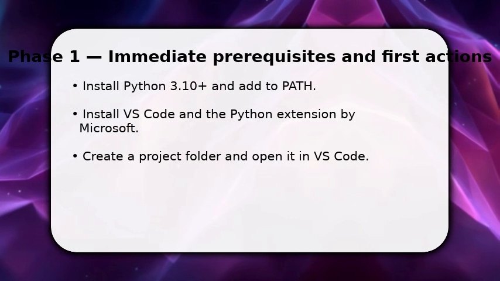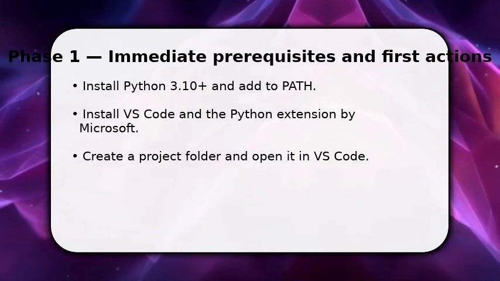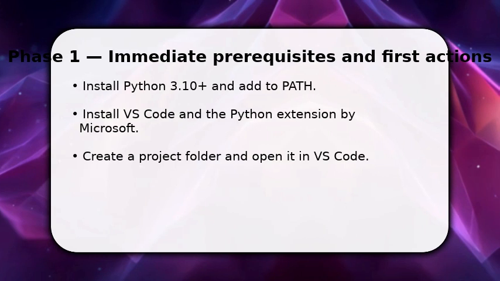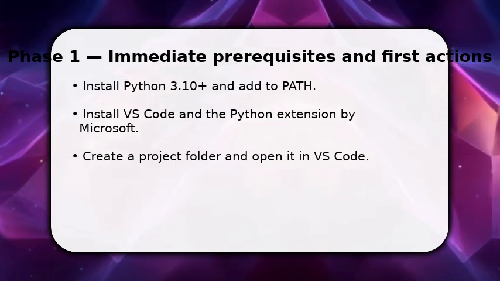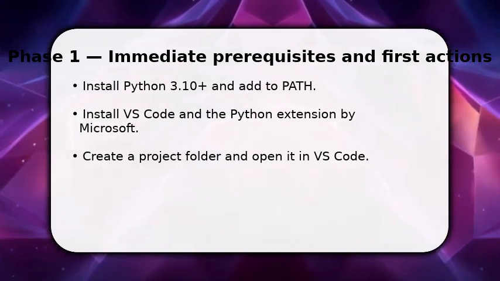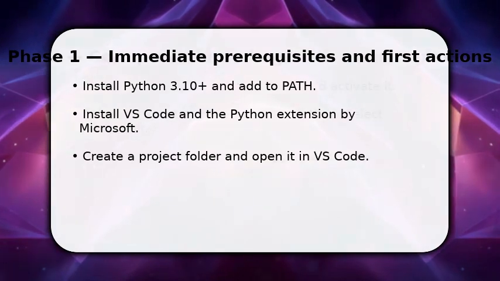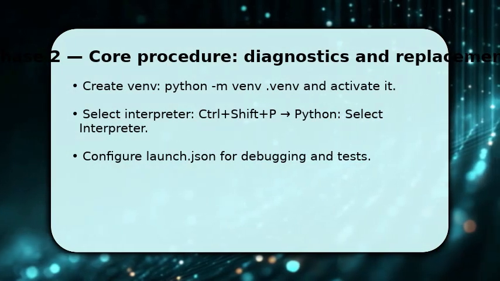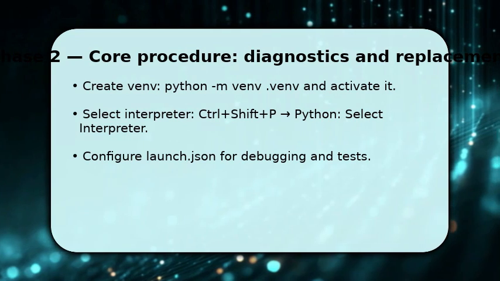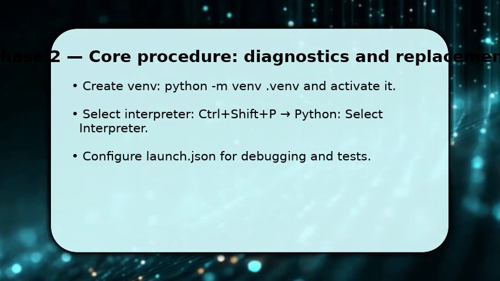Make sure to create a virtual environment in the project folder to isolate packages. The next slide shows how to activate and use it. Now create a virtual environment with python -m venv venv and activate it so packages won't pollute global installs. Activate using the shell command for your OS.